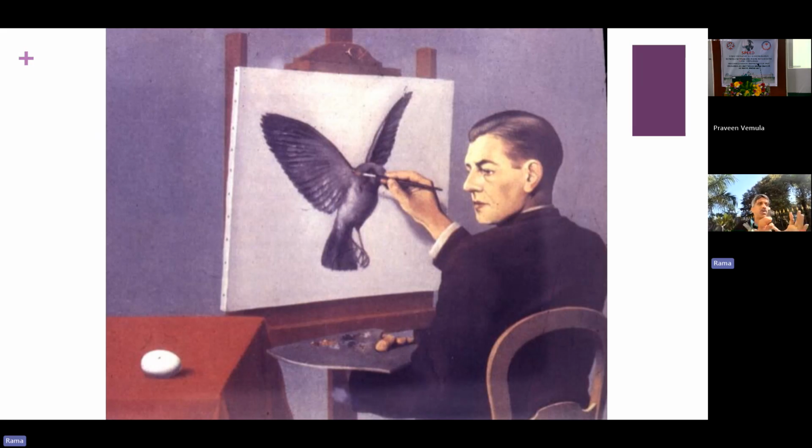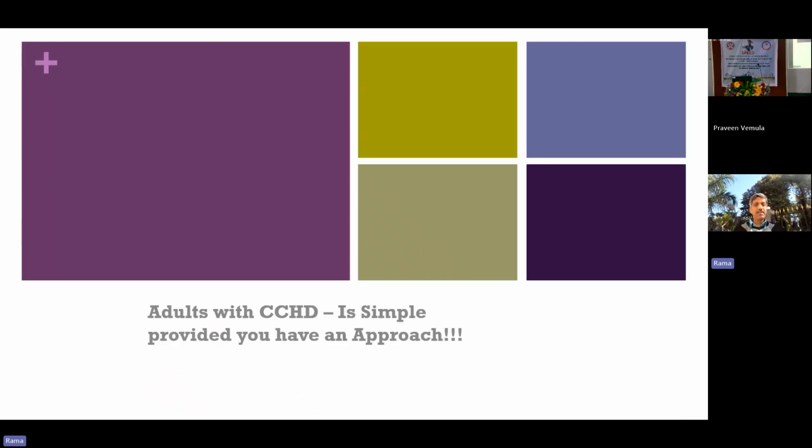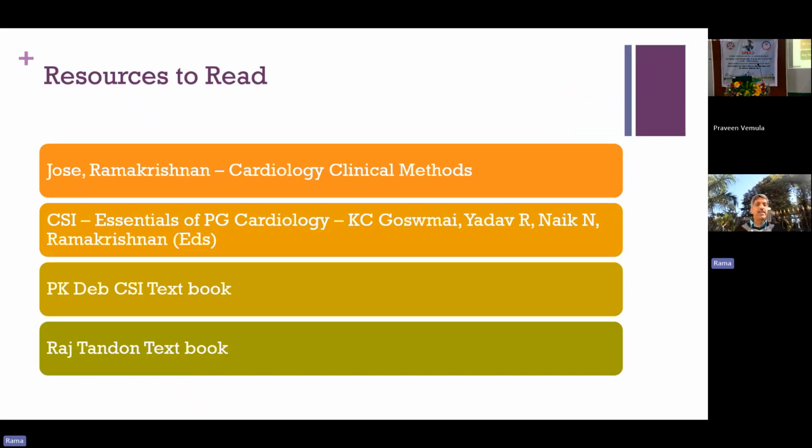Among the TOF physiology, I have told you how to differentiate. In the same way, I have told you the typical features of Eisenmenger syndrome and how to differentiate between them. So hope you enjoyed this lecture. It's very simple provided you have an approach. And these are the essential textbooks that I would recommend for you to read. I think these are very good sources. So thank you for patient listening.